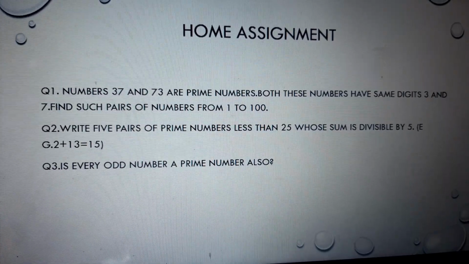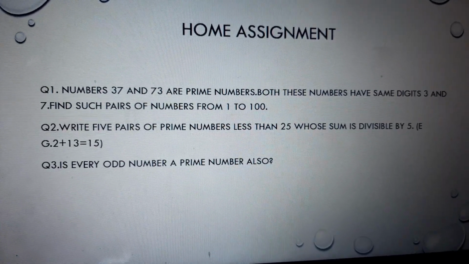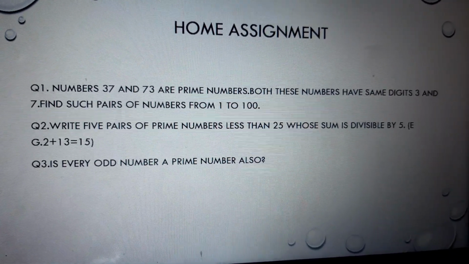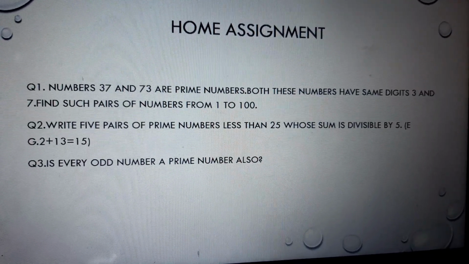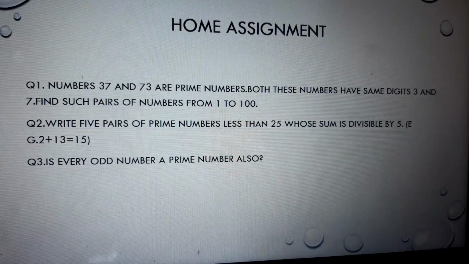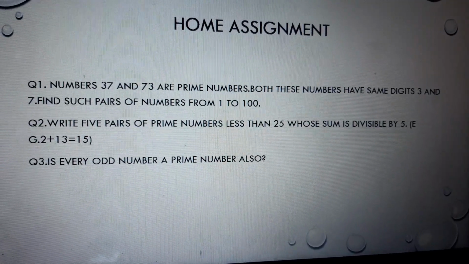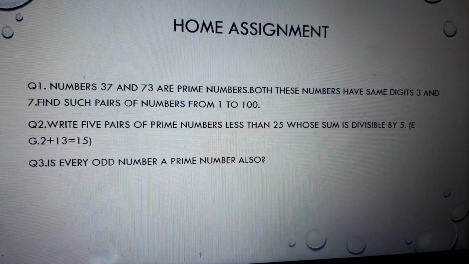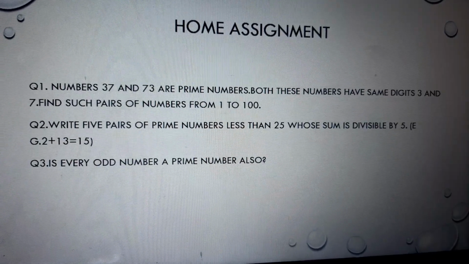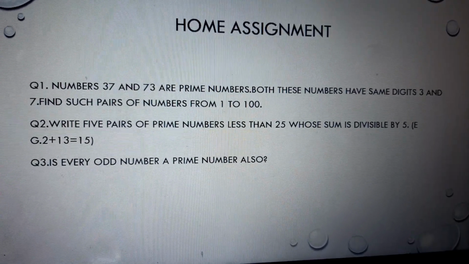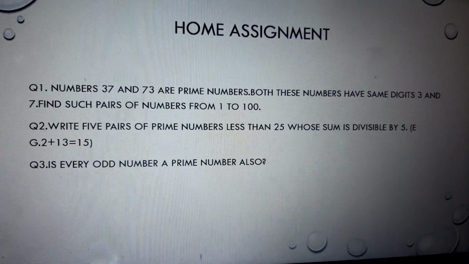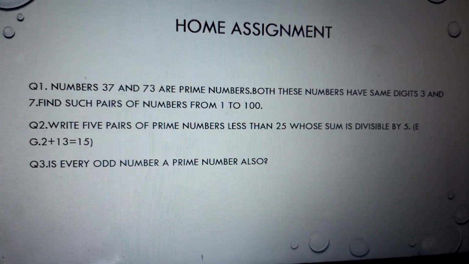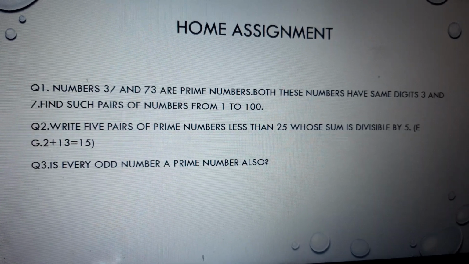Second question, give 5 pairs of prime numbers less than 25 whose sum is divisible by 5. Example is given to you. 2 plus 13 is 15. Right? So you have to find other pairs also like this. Both should be prime numbers and less than 25 whose sum should be divisible by 5. Third, is every odd number a prime number also?